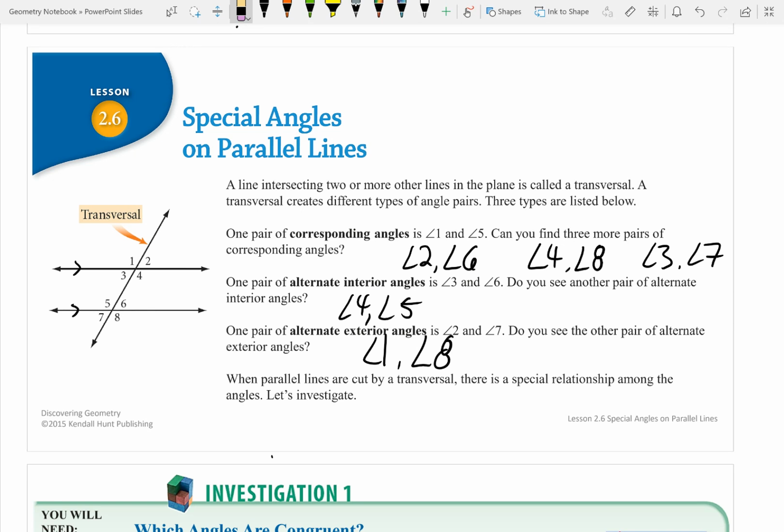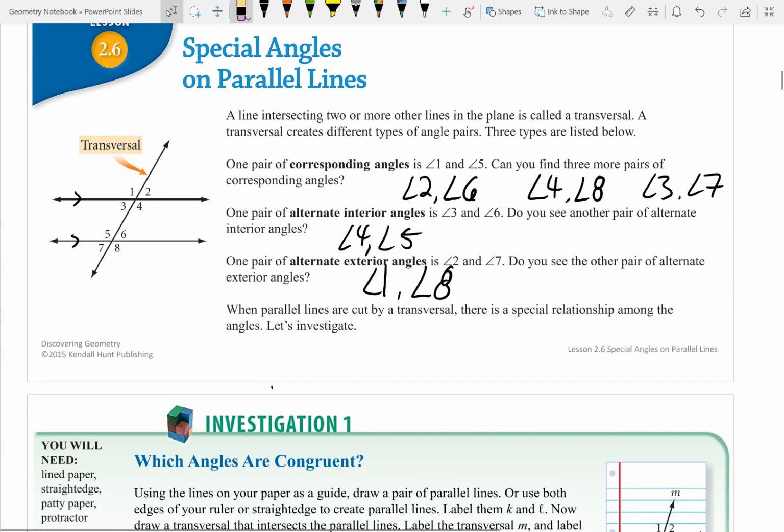Alternate interior angles, interior meaning they're inside. So if these are platforms, they're in between the two platforms, or in between the two lines. An example would be 3 and 6. They're on alternate sides of the transversal. So 3 and 6 or 4 and 5. And then alternate exterior, they're above the top platform and below the bottom platform, or above the top line and below the bottom line. And those are going to be angles, pardon me, angles 2 and 7. Angles 2 and 7 are alternate exterior angles, or angle 1 and 8.